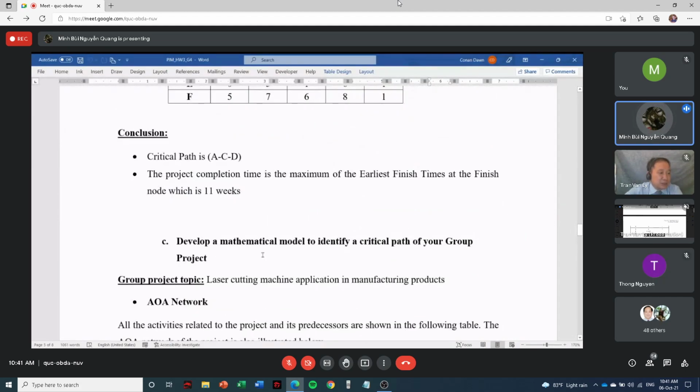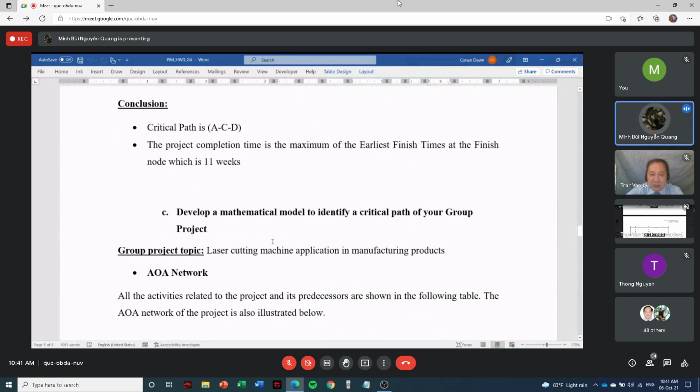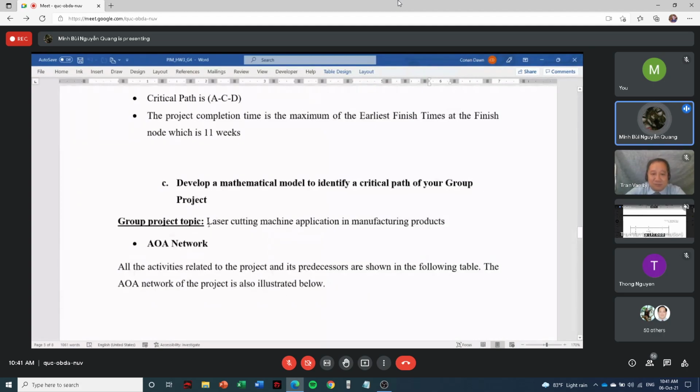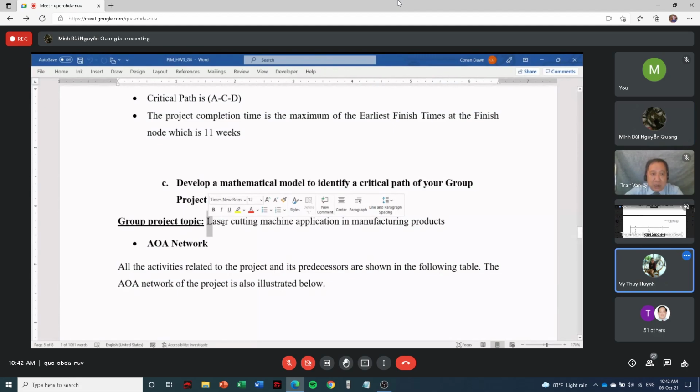And then in C, we are asked to develop a numerical model to identify the critical path for our project. For this one, we had a discussion, and then we decided to take our Introduction to Logistics and Supply Chain Management project at year one to represent this. Our group worked with Mr. Hui on the laser cutting machine application in manufacturing products.